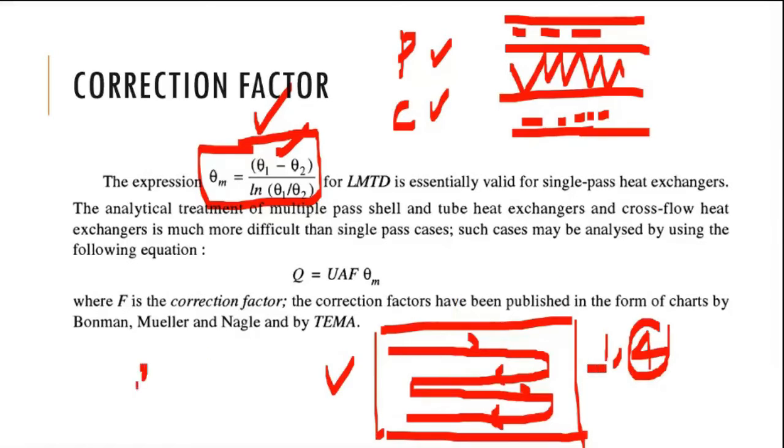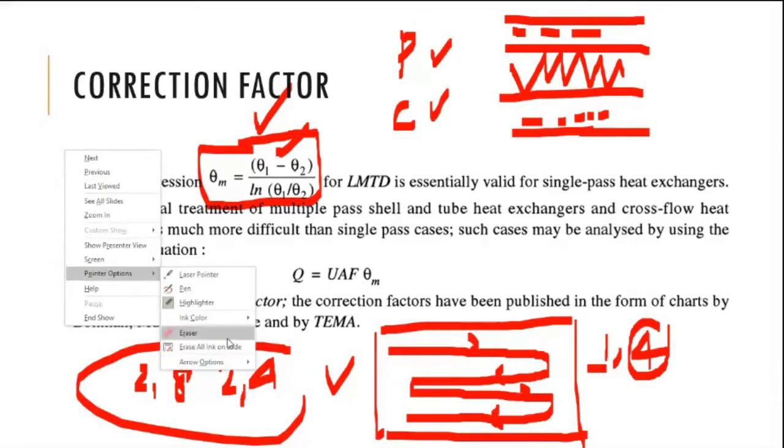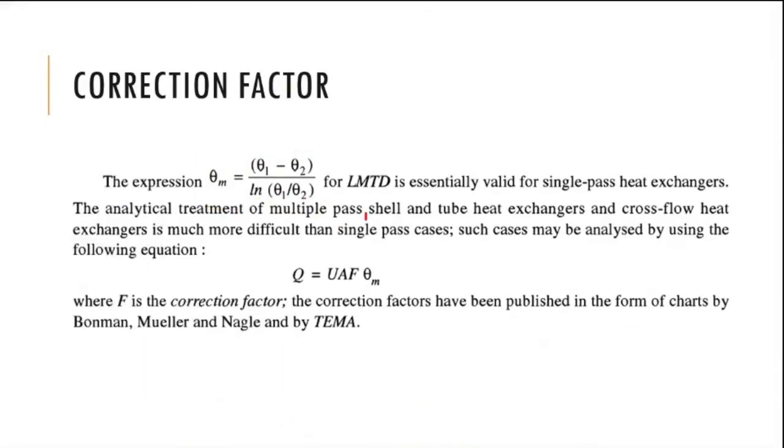Similarly, we can have 2 shells and 8 passes. We can have 2 shells and 4 passes. So this data will be given in the problem, that what kind of heat exchanger we are using. Whenever the case is of a shell and tube heat exchanger, or a cross flow heat exchanger, the relation remains the same.